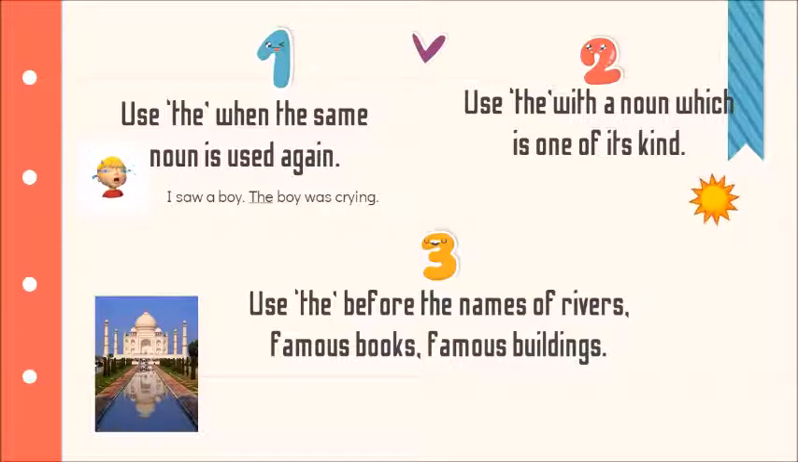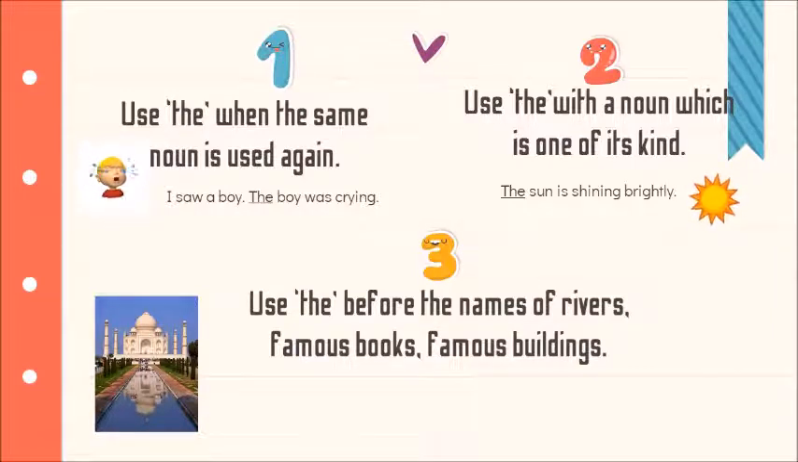Rule number 2. Use the with a noun which is one of its kind. Like the sun. There's just one sun. It's one of its kind. So, the sun is shining brightly.